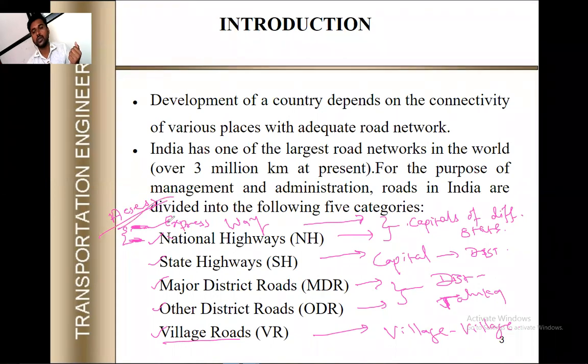Access point means what? In the expressway, very little access is provided, and in the national highway, more access is provided. Less access and more access means what? In the national highway, we are providing a number of roads which meet the national highway.